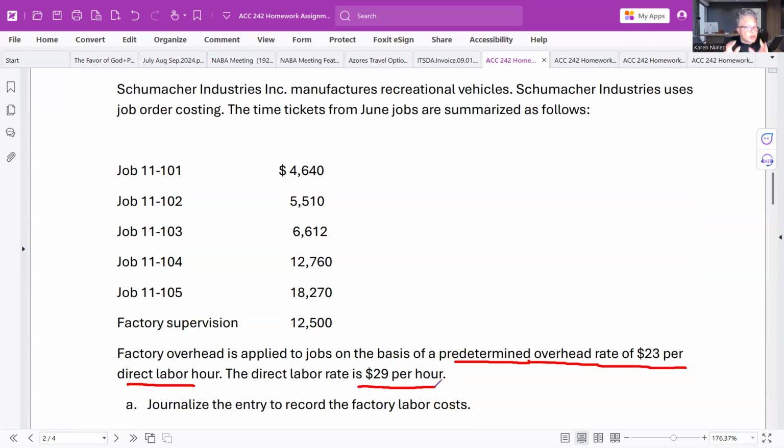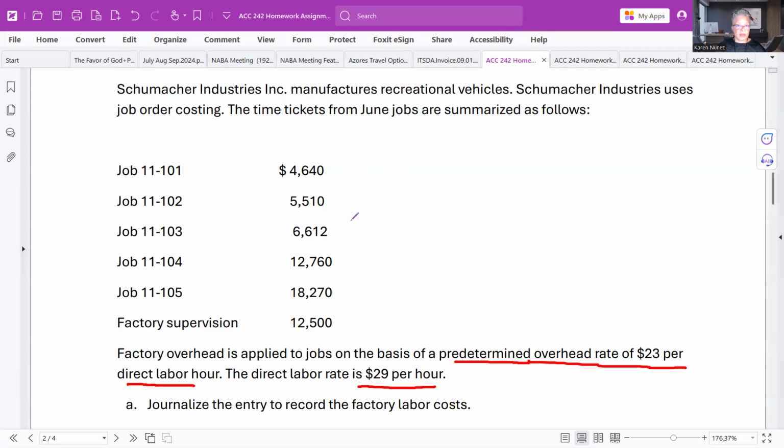So let me emphasize the difference between those two numbers. $23 is the overhead rate, right? For every direct labor hour, we're going to assign $23 of overhead. The actual direct labor rate that the employees are paid is the $29. And it's the $29 that we're going to use to determine the actual cost of that labor. That's where these numbers came from, right? They determined that the cost of the labor was however many hours were worked times $29. That's how we got the cost of labor.